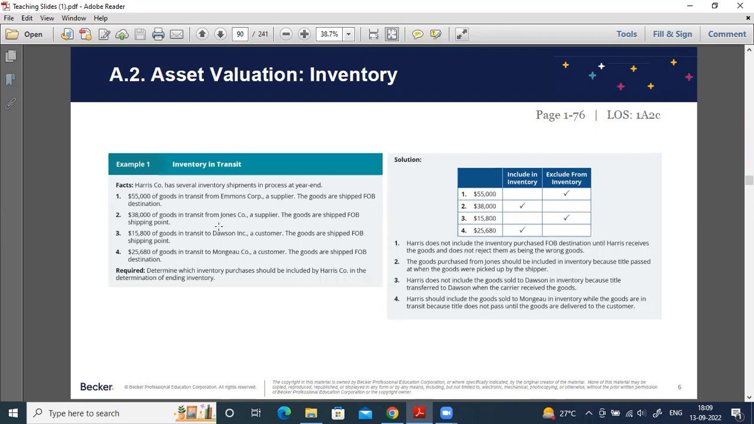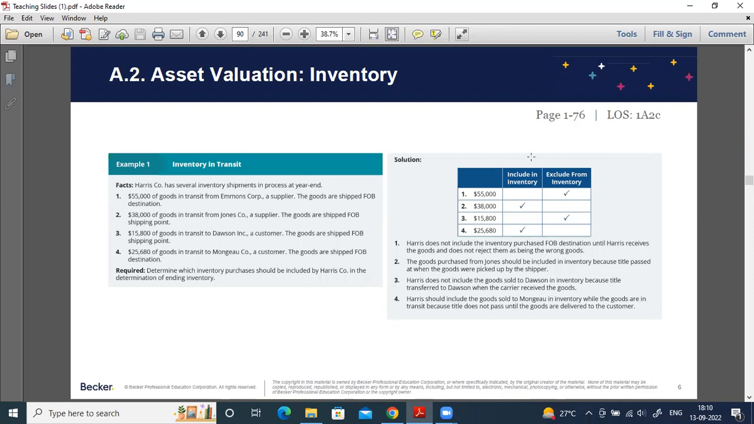Now first we try to understand the first situation. $55,000 of goods in transit from Emmons. It means a supplier sold goods to our company. What is our company here? Harrisco. So $55,000 worth of goods in transit is supplied by Emmons and Co. The goods are shipped FOB destination.